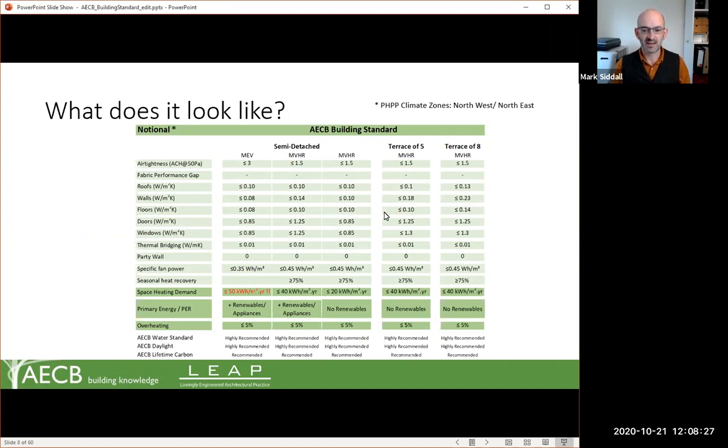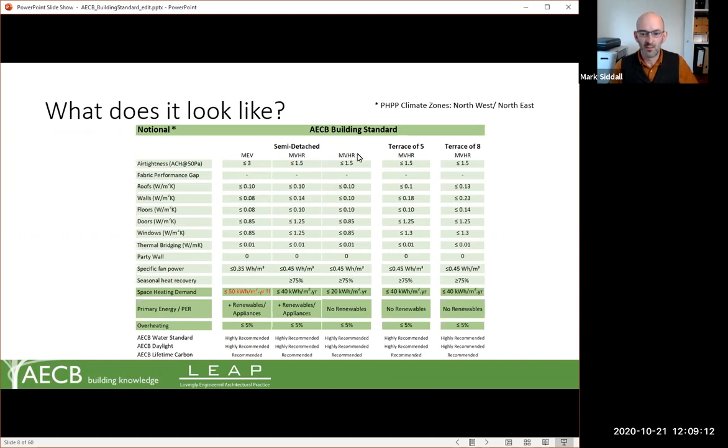But if we move over to the next column, what we can see is if that semi-detached unit had MVHR and an air tightness of 1.5, the U values become somewhat more relaxed. We can include double glazing, and we're getting the space heating demand target down to less than 40 kilowatt hours per meter square per annum. However, to satisfy the primary energy and the PER targets, we're looking at including some renewables to help get over the line. Because whilst we've satisfied the space heating demand target, the target for the primary energy, or PER overall, still needs to be addressed.